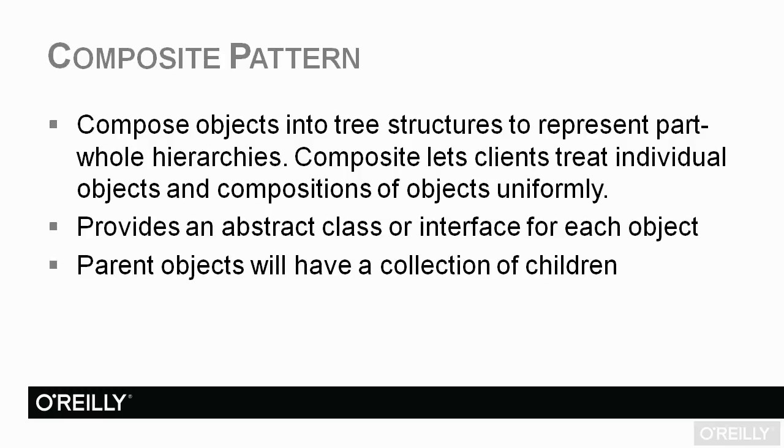And that's the part where all of the objects descend from the same class. I can treat a parent node the same as I would treat an individual element. So each one of those objects descends from an abstract class, or implements an interface. And that abstract class or interface is common to each one of the objects in the composite. And then, of course, the parent objects will have a collection of children objects.